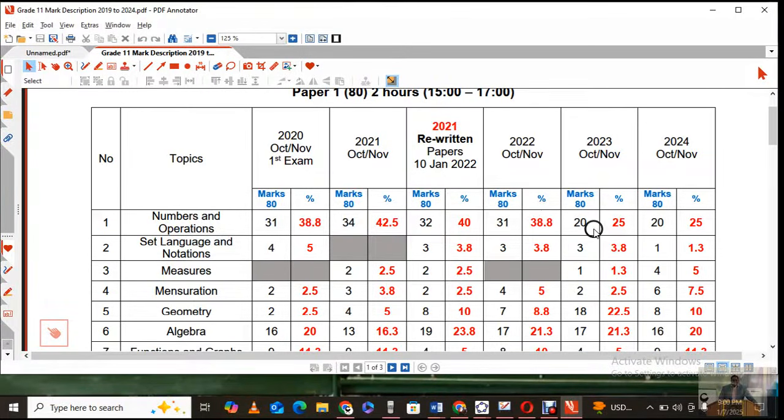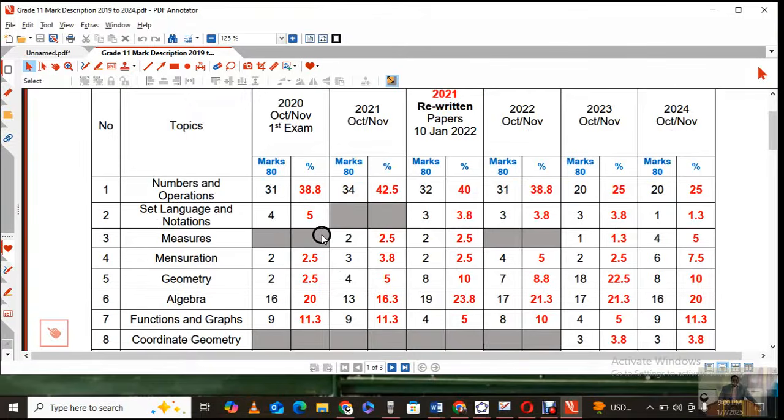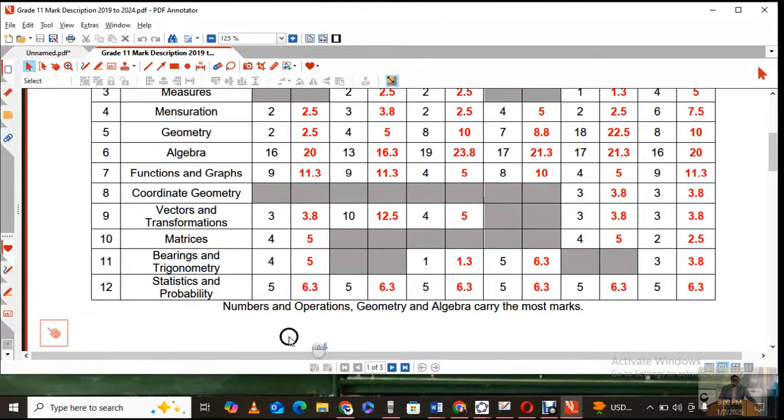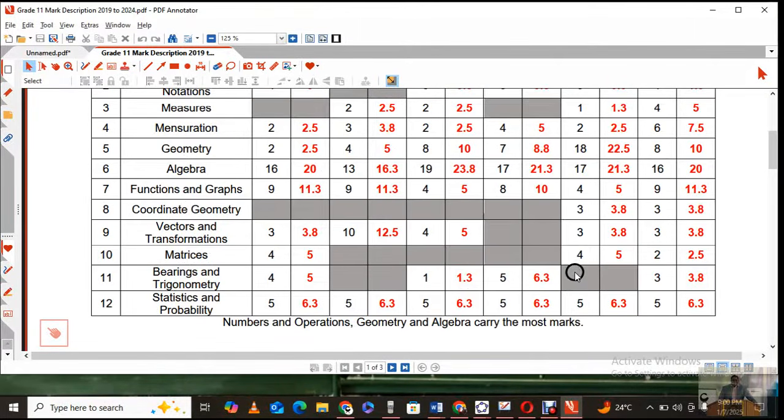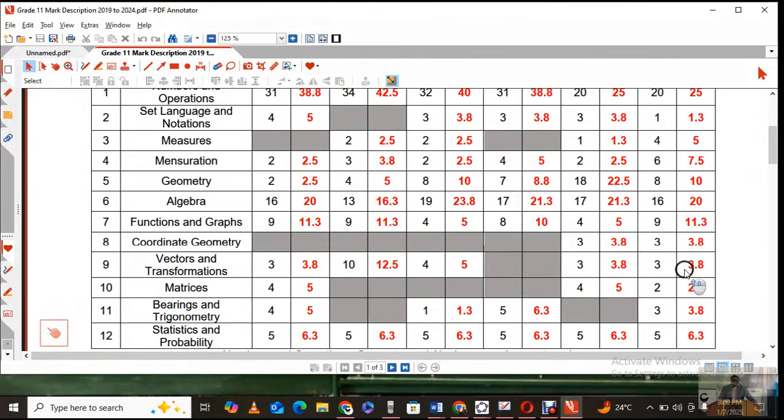As you can see, these ones indicate that in that paper there was nothing. In 2021 there was nothing on set language annotation in paper 1, perhaps in paper 2. So this is a summary of the topics and the percentages they referred to. At the bottom here I indicated that numbers and operations, geometry and algebra carry the most marks. It doesn't mean you must necessarily just focus on them, but it means that you should not overstudy a topic where you're not going to get a lot of marks. You have to work smart.